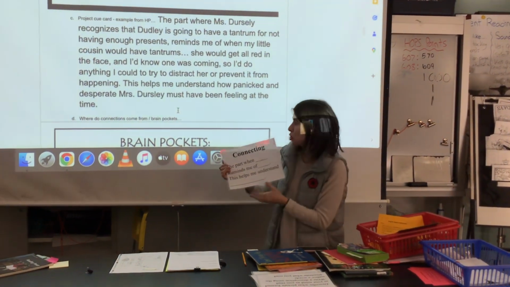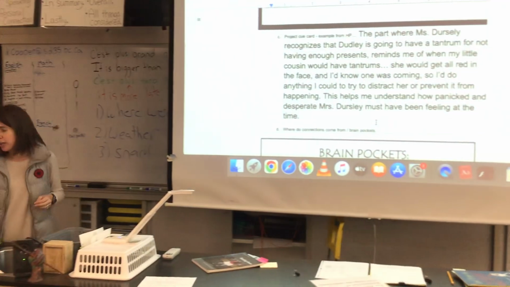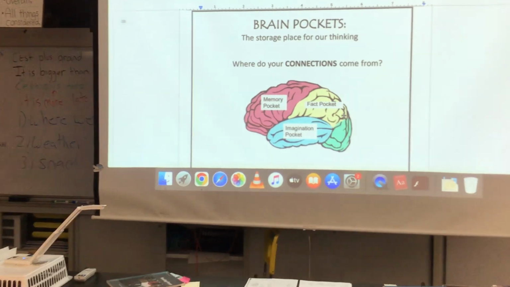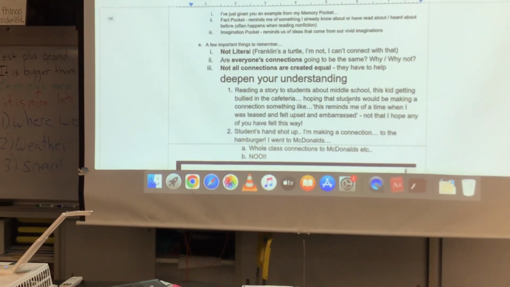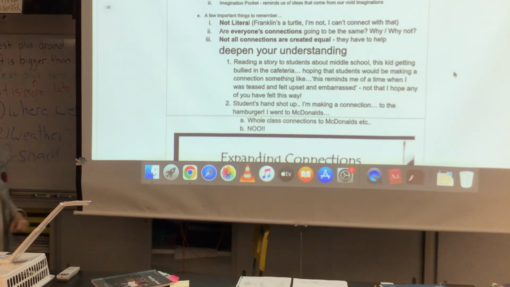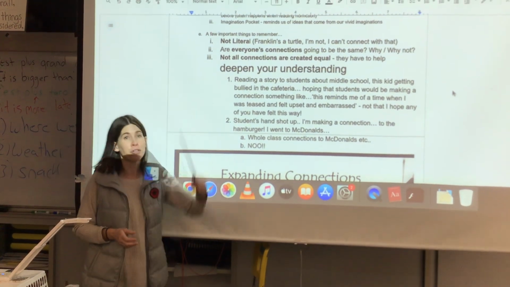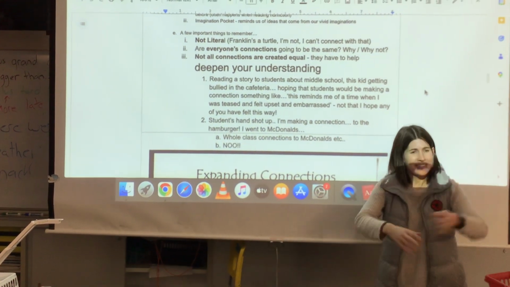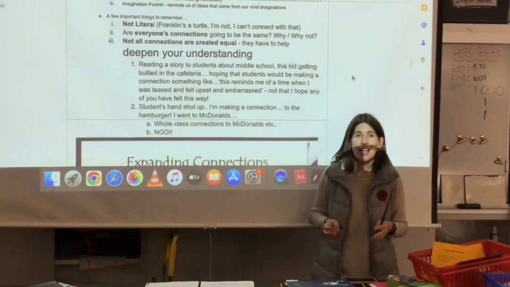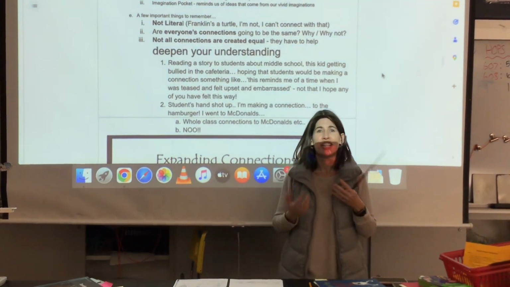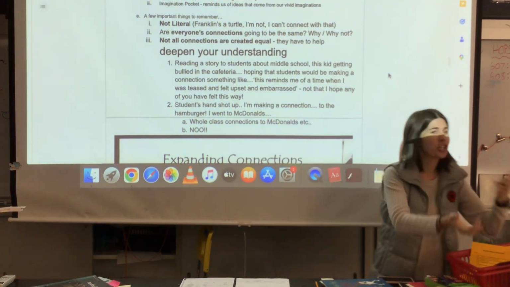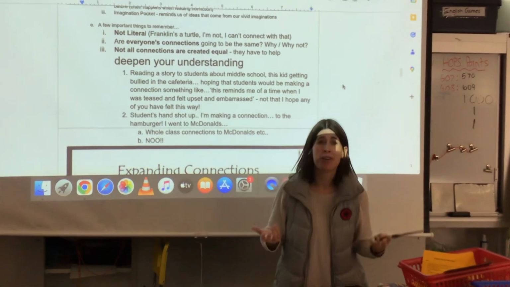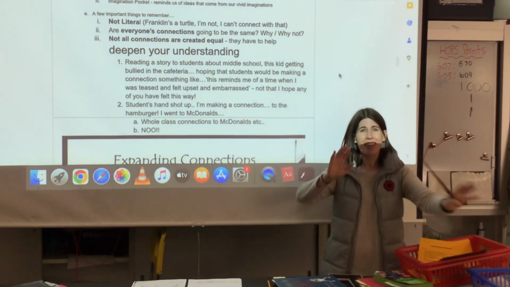I'm naming the emotion. We talk about where our connections come from, usually from our memory pockets, nonfiction, maybe from our fact pocket. Specifically, a few things to remember, and I use these examples. First of all, our connections are not literal. We talk about a class where Adrienne Gear said she went in, little kids, they're reading Franklin the Turtle, and this one kid's crying because she can't make a connection. And Adrienne goes over to her, she's like, what's wrong? And the little kid's like, I can't make a connection because I'm not a turtle. And she's like, no, okay, they're not literal.